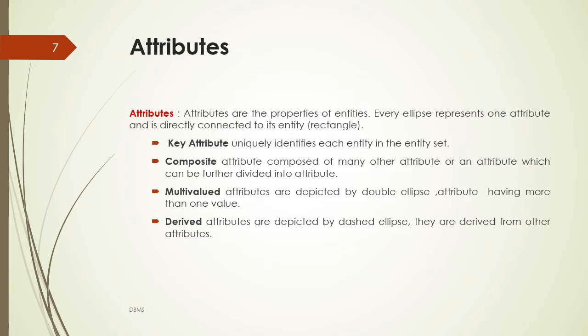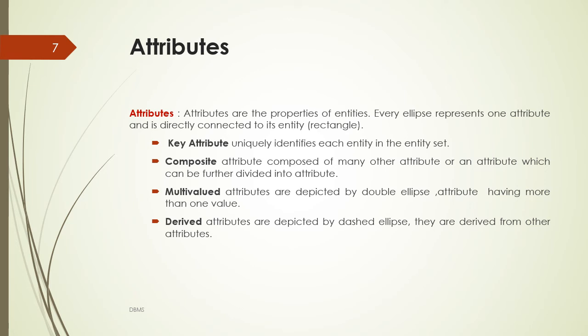Now what are attributes? Attributes are the properties of entities, and every ellipse represents one attribute and is directly connected to its entity. The attributes of a student are name, roll number, age, class, marks and date of birth. Now there are different types of attributes: key attribute, composite attribute, multi-valued attribute and derived attribute.